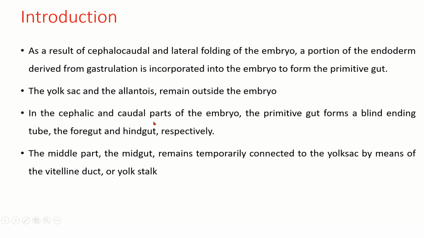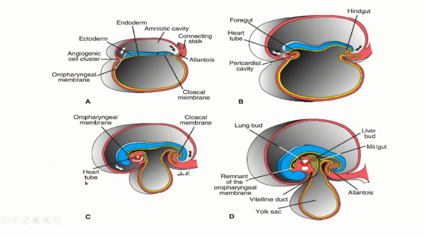In the cephalic and caudal parts, the primitive gut forms the foregut and hindgut, which are blind ending. Whereas in the middle part, the midgut which is formed will still have a connection with the yolk sac through the vitelline duct. You can see here, this is the head fold, this is the tail fold, this is the foregut, this is the hindgut, and this is the midgut. This midgut is connected to the yolk sac through the vitelline duct.